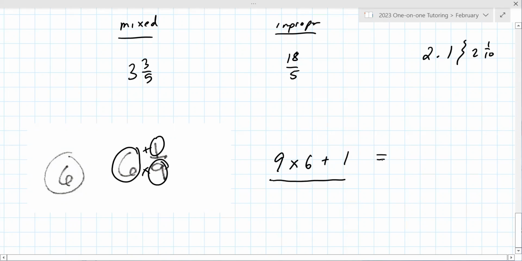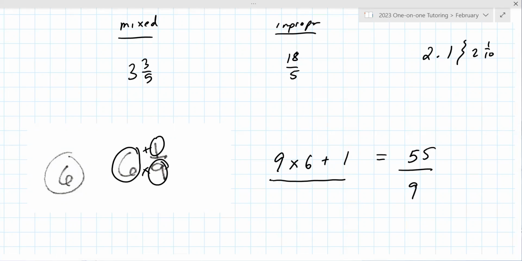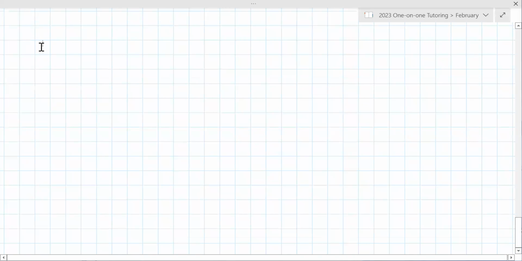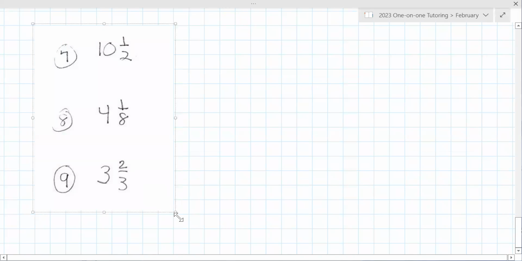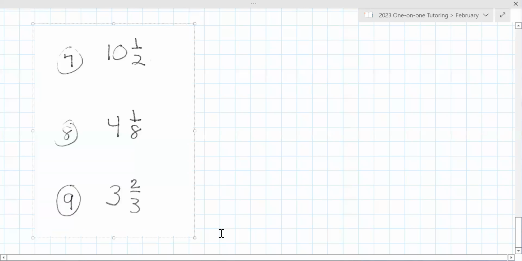Okay. 9 times 6 is 54, plus 1 is 55. And then so it's 55 over 9. Good. So that's it. You know it. Try the next 3. Let me know your answer as you go, and I'll confirm your answer. 21 over 2. Correct.